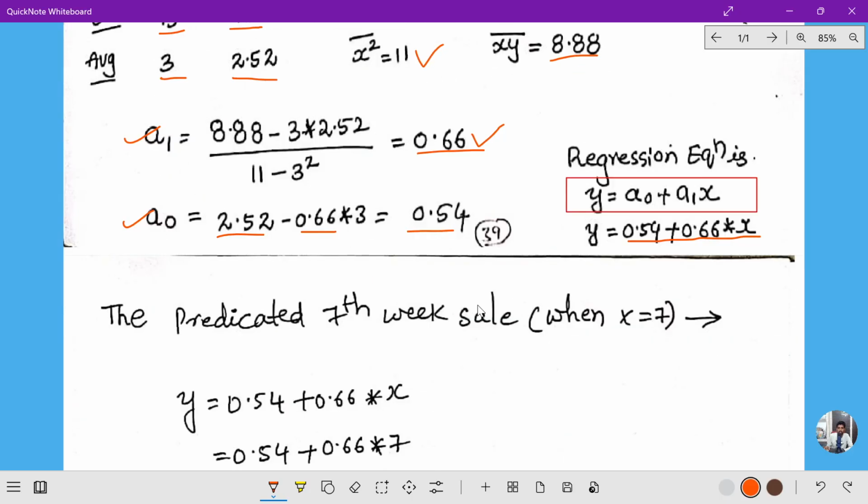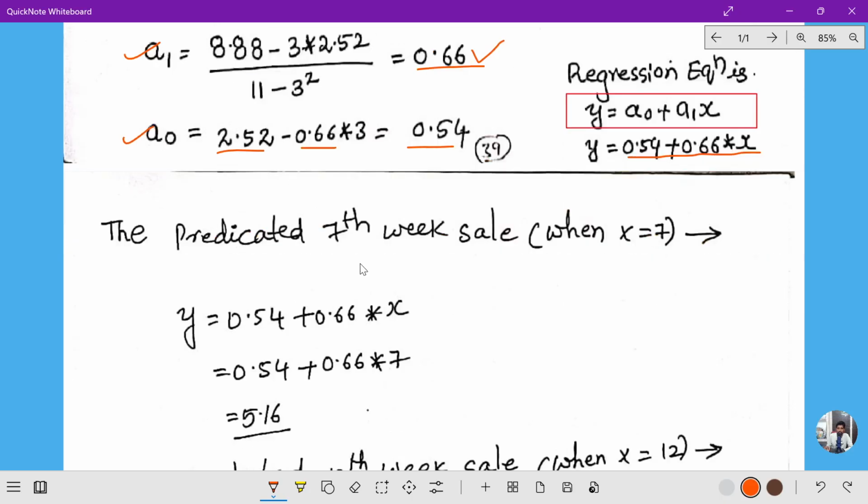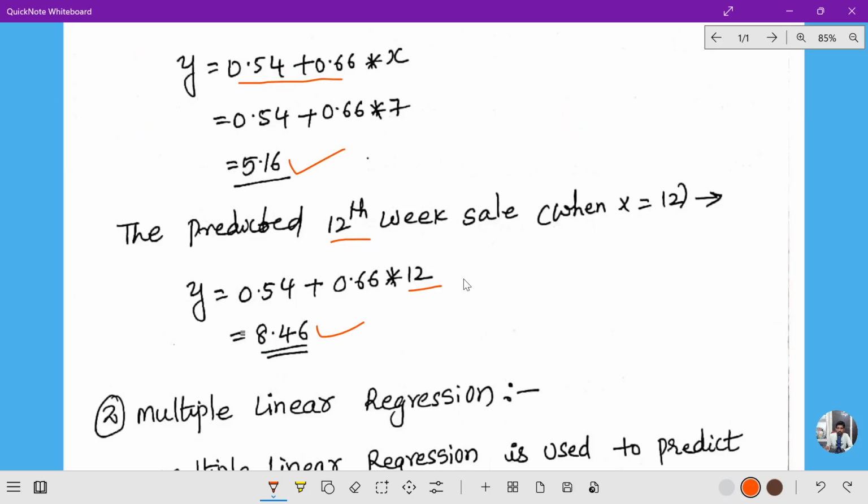Suppose you want to predict the 7th week; in the question they have given only 5 weeks. Just observe here: 0.54 plus 0.66 into x, where the x value is 7. The final answer is 5.16. Similarly, we can find the 12th week also. Instead of 7, just multiply with 12, which is equal to 8.46.